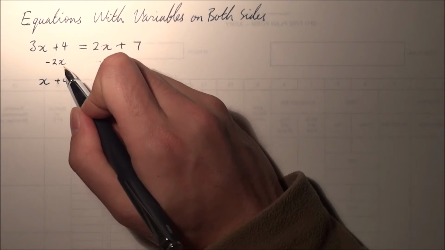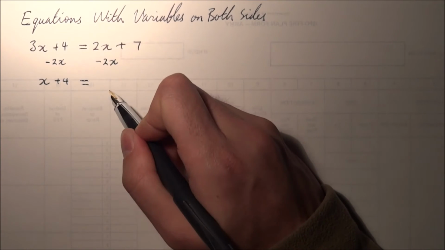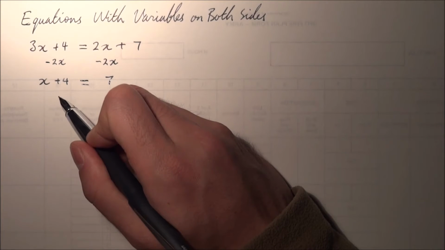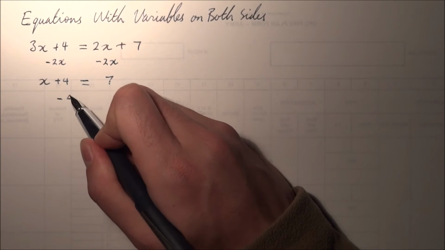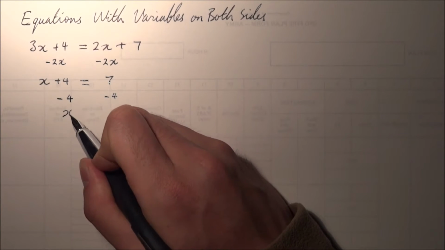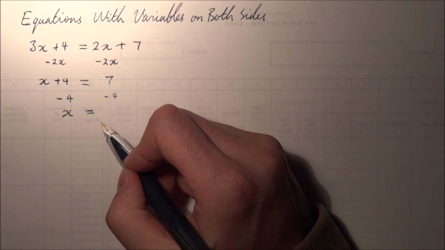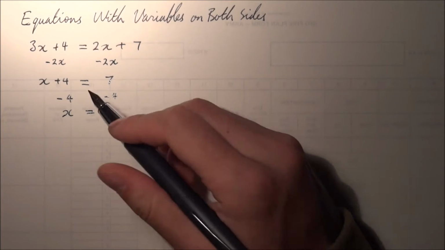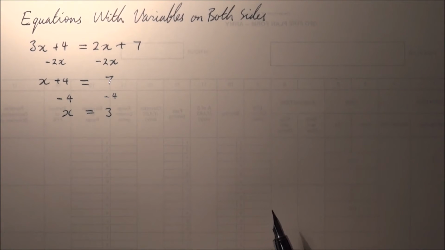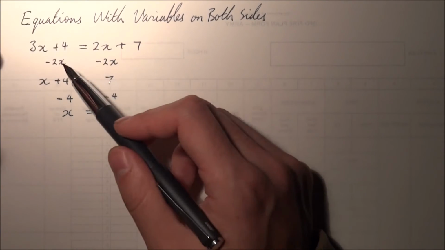Because 3x - 2x equals x, 4 remains. 2x - 2x is 0, we have 7 remaining. And then we do as normal. We subtract 4 here, we subtract 4 here, and we end up with x equals, so +4 - 4 cancel out, and 7 - 4, we end up with 3. It's quite straightforward. Just one extra step of moving all the x's to one side.